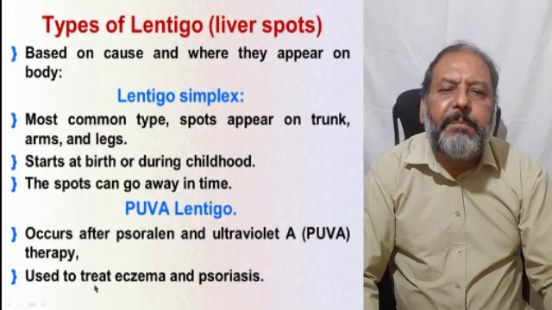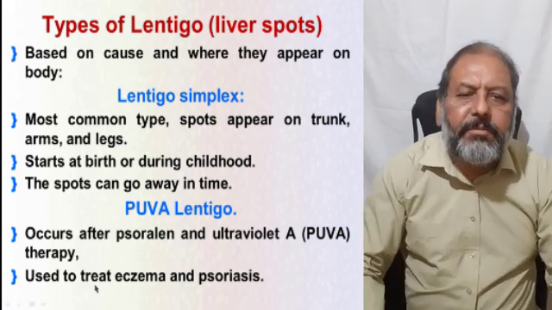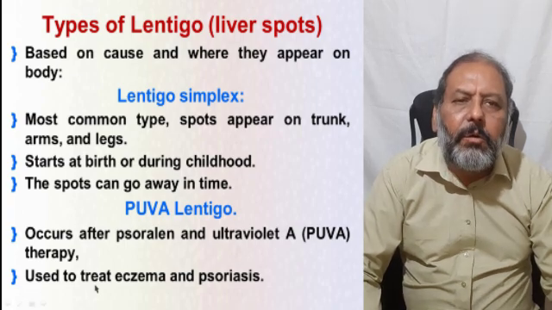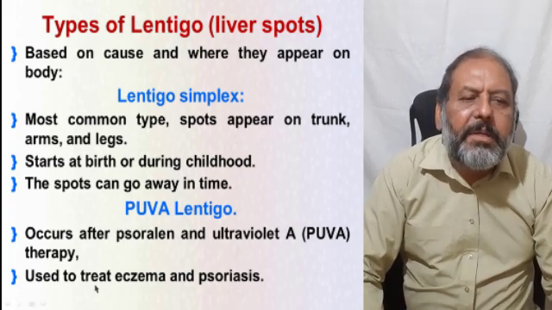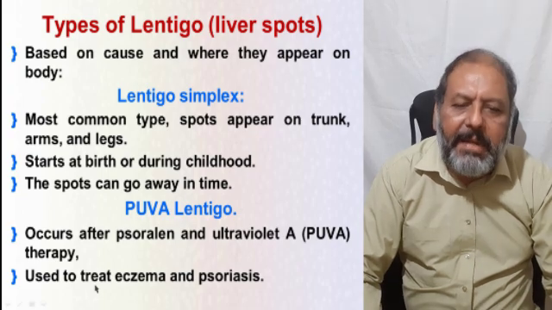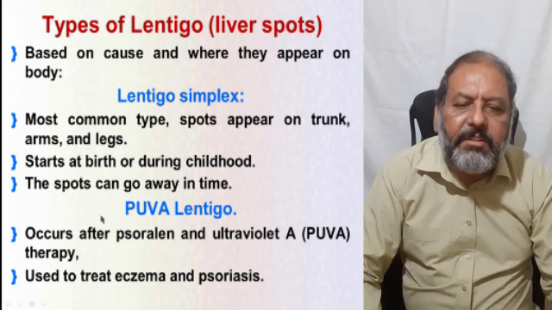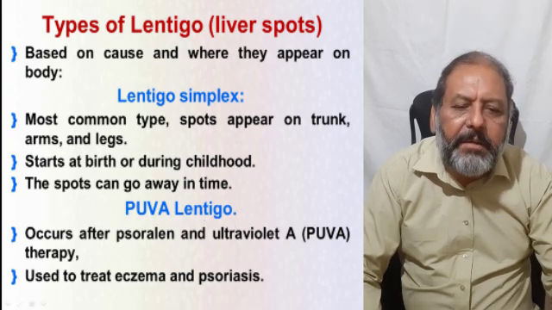Now, the types of lentigo or liver spots, based on the cause and where they appear on the body. Lentigo simplex is the most common type. Spots appear on the trunk, arms, and legs. It starts at birth or during childhood. The spots go away with the passage of time.